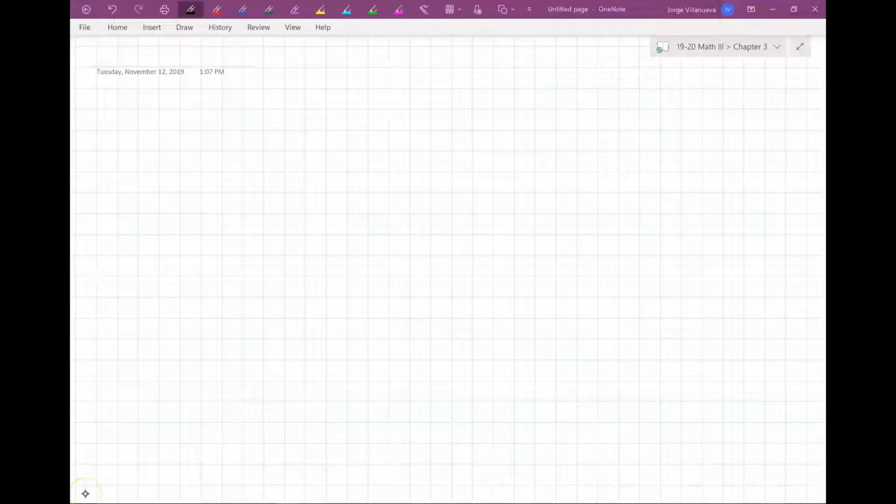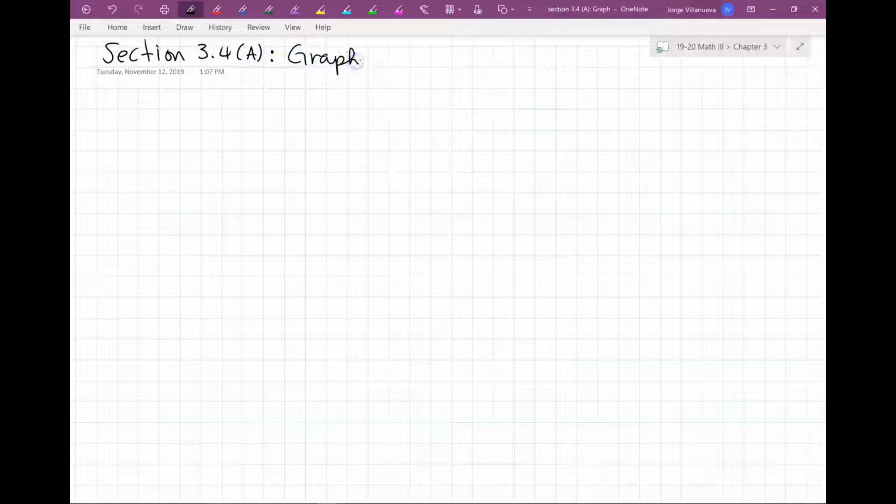Okay. All right, so we're doing section 3.4, and this is part A. Okay, and this is basically graphing with DESMOS. Graphing with DESMOS.